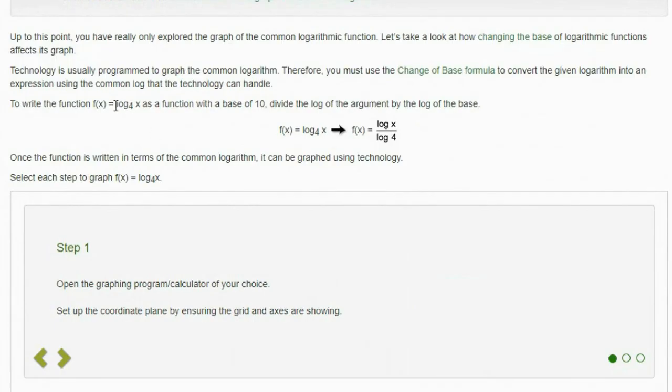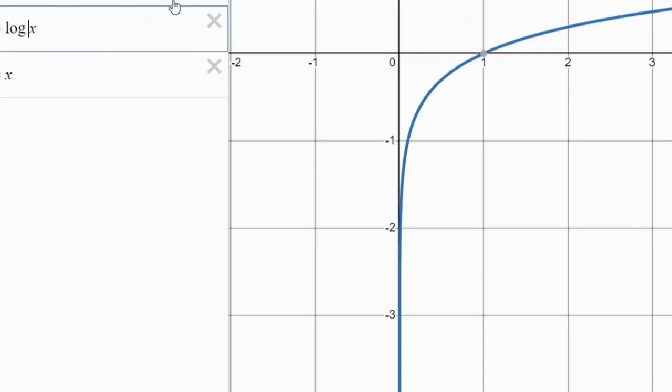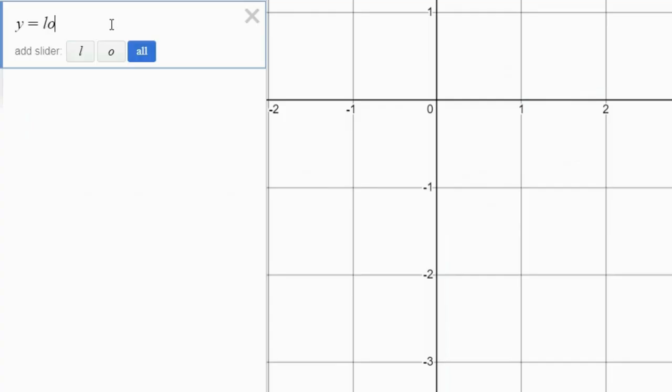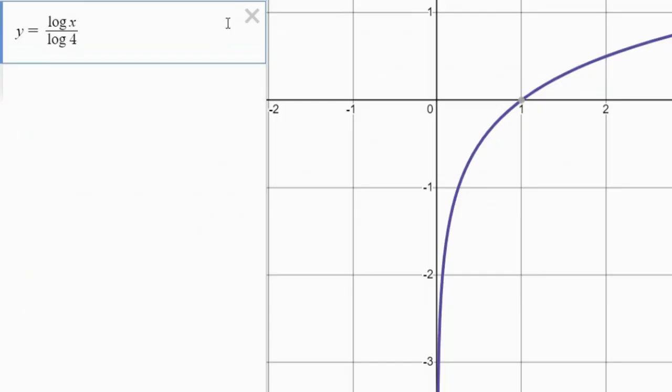Like f of x equals log base 4 of x instead of base 10. Well, we have that change of base formula that we learned for logarithms. If you have log base 4 of x, you can write that as log base 10 of x divided by log base 10 of 4. And we can do the same thing in Desmos. So let's get rid of these other ones. So y equals log of x divided by log of 4.